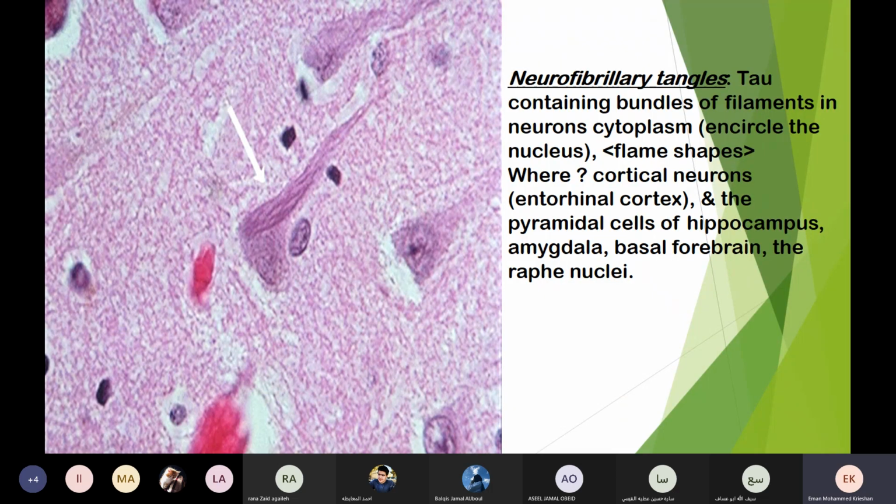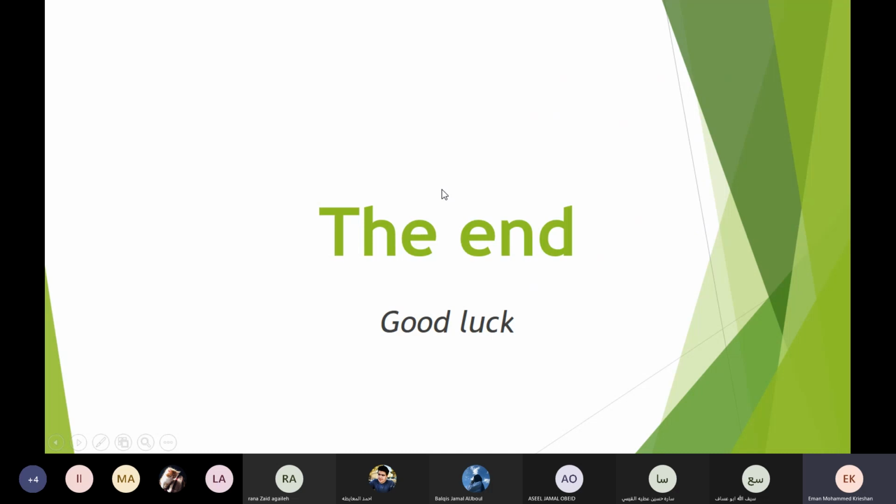Also, neurofibrillary tangles in a microscopic H&E section contain bundles of filaments in the neuron cytoplasm. The flame shape, they come out like a flame, okay? Cortical neuron here, pyramidal cell in the hippocampus, basal ganglia or forebrain, and the rough nuclei. So this flame shape is a feature of neurofibrillary tangles in Alzheimer's disease. And thank you for listening.